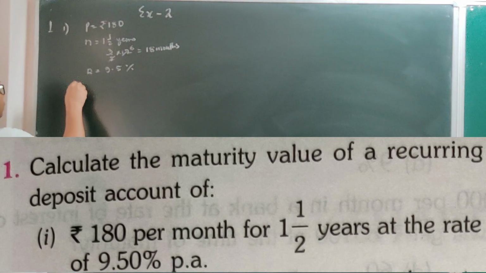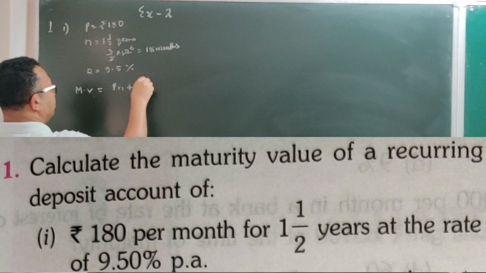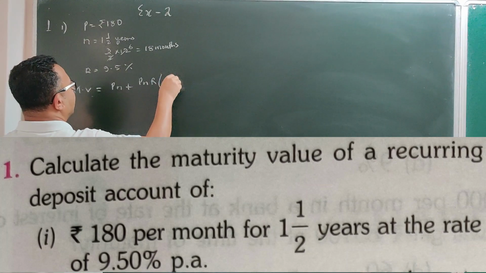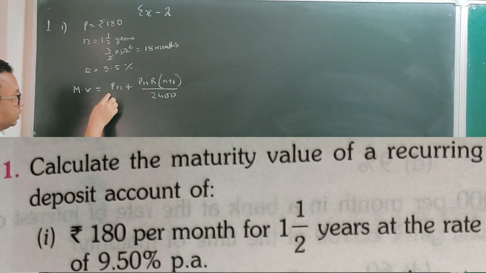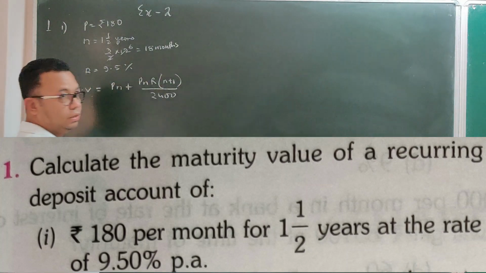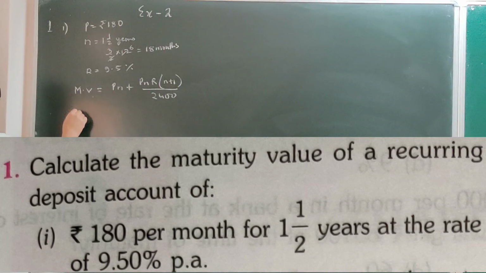So let me write down the formula for matured value or maturity value, which is Pn plus Pn(n plus 1)r over 2400. Please note that this line, don't pull it up to this point. This line is only for the interest section, principal plus interest. Now I'm going to write the values one by one.